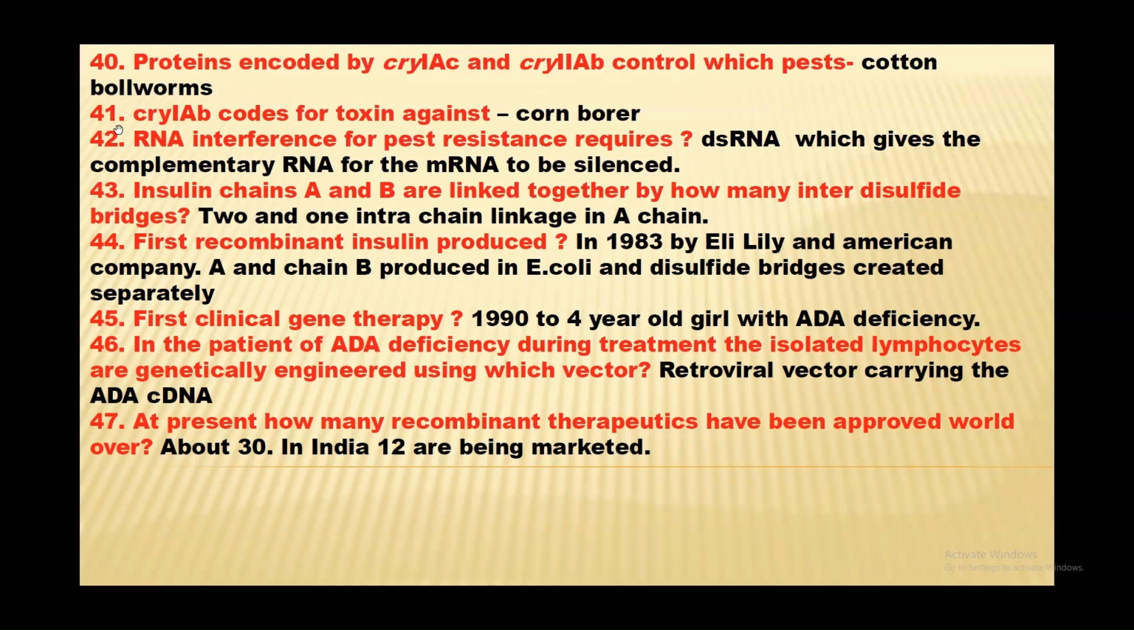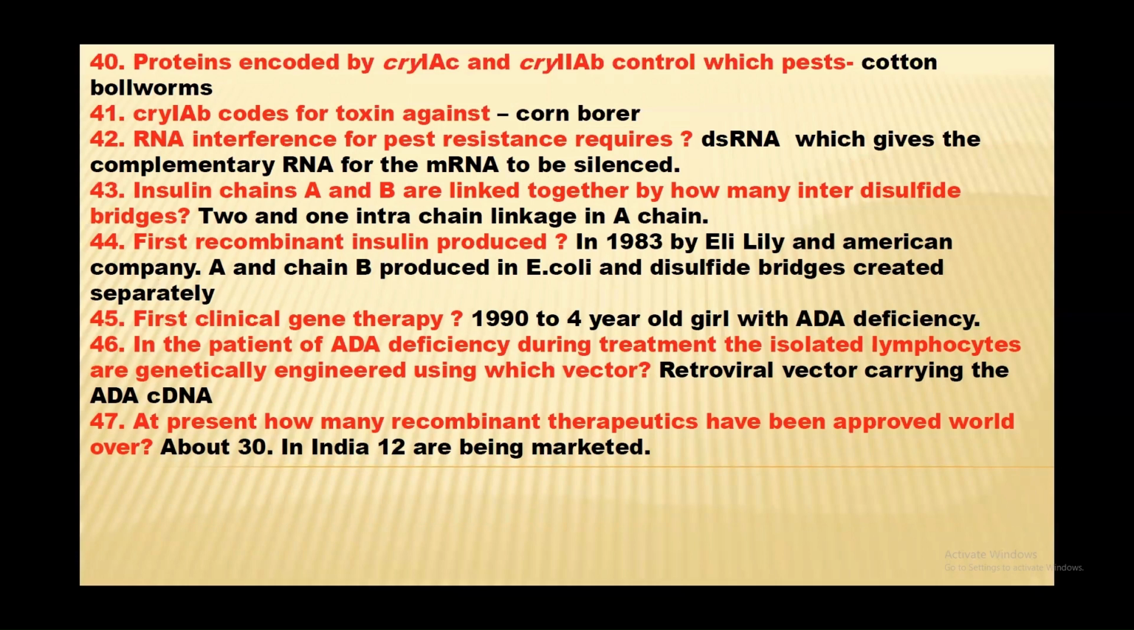The next one, 41. cryIAb codes for a toxin specifically toxic against corn borer. See point number 42. RNA interference for pest resistance requires double stranded RNA, which gives the complementary RNA for the mRNA to be silenced.